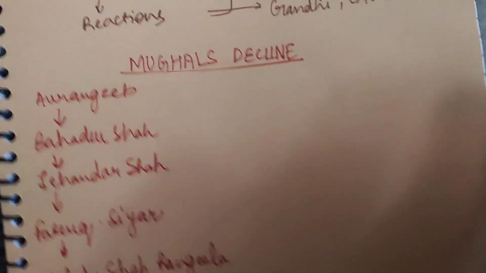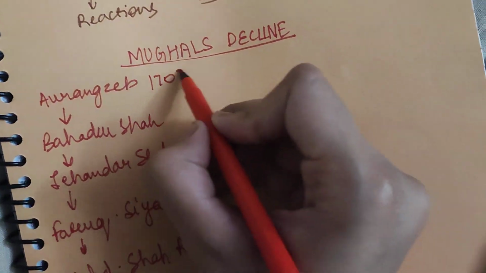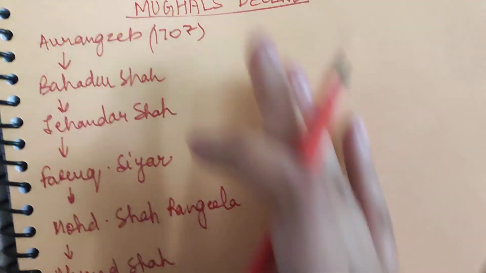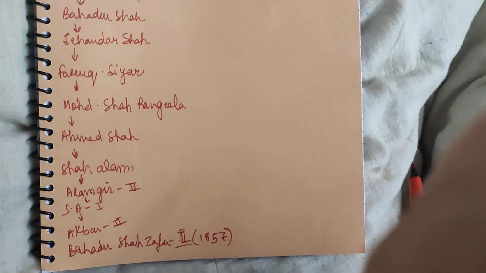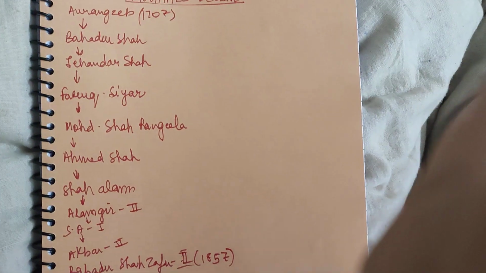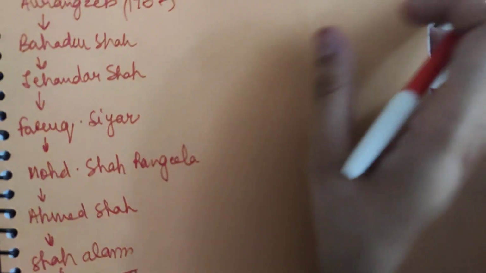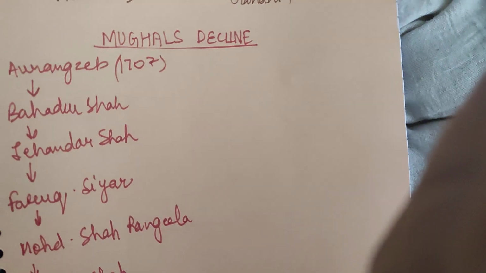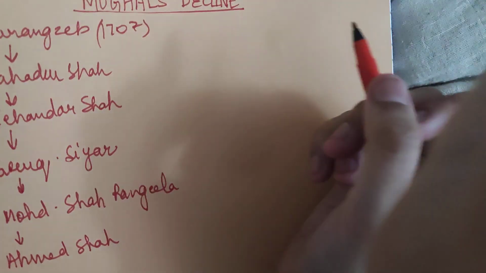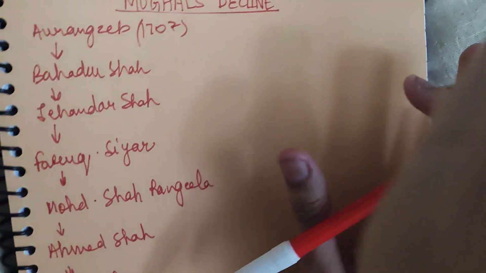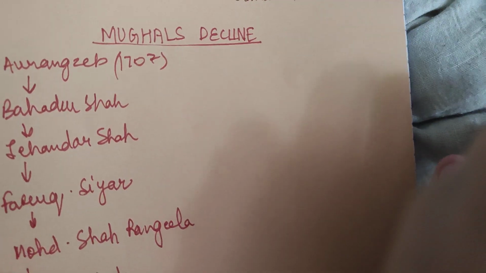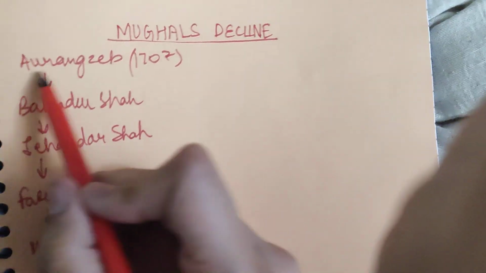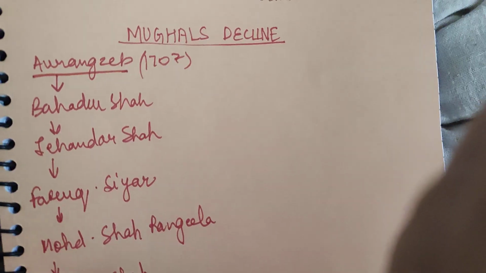It began with 1707 to 1787, the series of weak rulers that I gave you just now. I hope you have noted this down. Now, because of all of these weak rulers, the stability of the Mughal empire was declining, and mostly after the death of Aurangzeb was the time that the decline started.